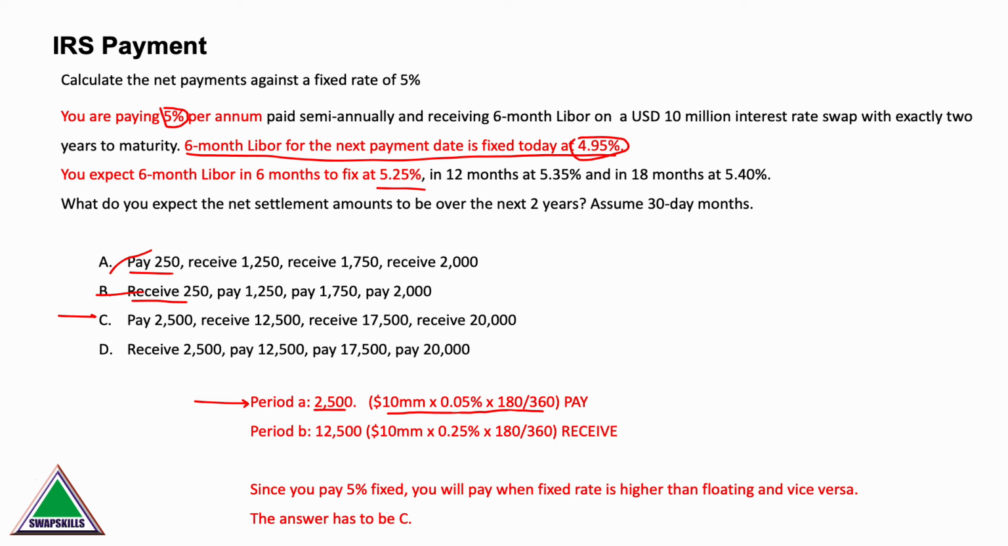So you'll see with this question, a lot of numbers, a lot of dates, but you don't need to use all of the information. Just think about what you need. If you did want to confirm it with the second period, for the second period you'd be paying 5%, receiving 5.25. So for the second period you'd be receiving $10 million at 25 basis points for half a year. You'd be receiving $12,500. So yeah, the answer has to be C.